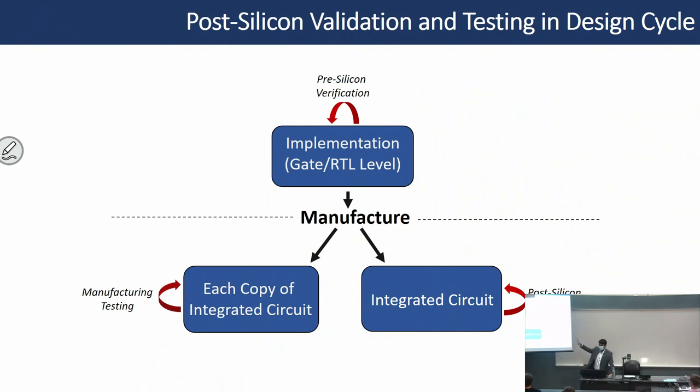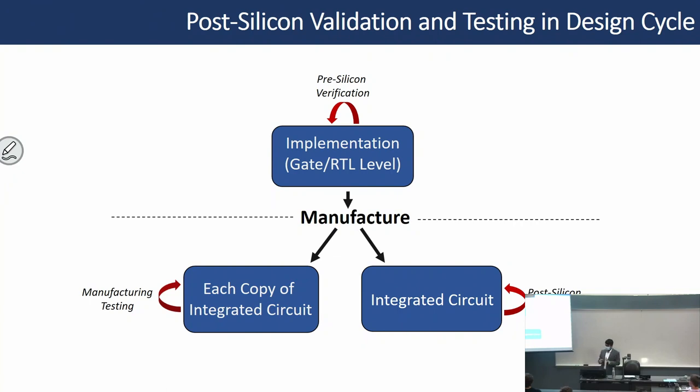This is a very simplistic picture of how a chip is designed, right? A chip is implemented at the gate or RTL level, where it goes through pre-silicon verification. Then once the chip is manufactured, it goes through two tests, manufacturing testing and post-silicon validation. The difference between the two is that manufacturing testing is used to check for electrical errors, like shorts and opens. Post-silicon validation is used to check for functional errors. Now, as you can clearly see, a functional error can be found in only one chip, right?